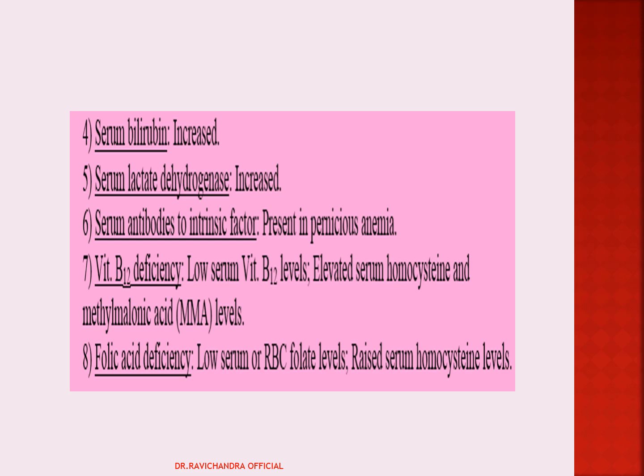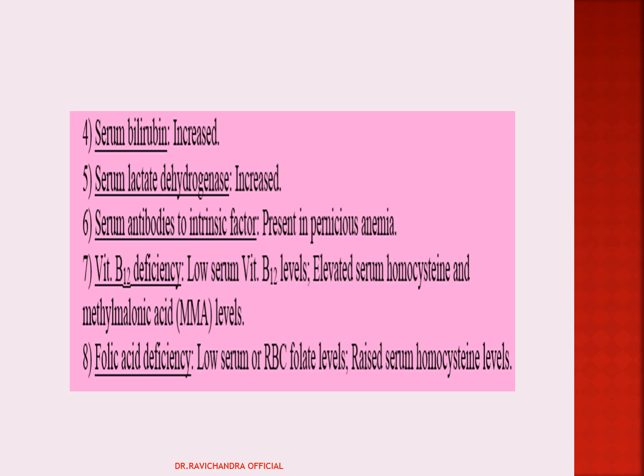Coming to the lab findings, the serum lactate dehydrogenase levels are elevated. There will be increased formiminoglutamic acid in urine after histidine administration. Serum haptoglobin, uric acid, and alkaline phosphatase are decreased. Serum and erythrocyte cobalamin levels are decreased in vitamin B12 deficiency. Serum and erythrocyte folate levels are decreased in folate deficiency.